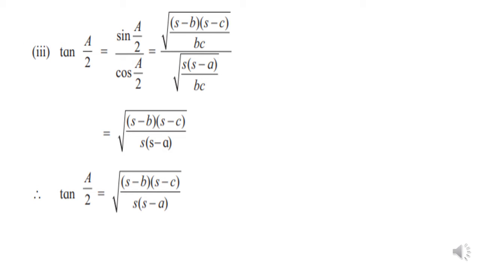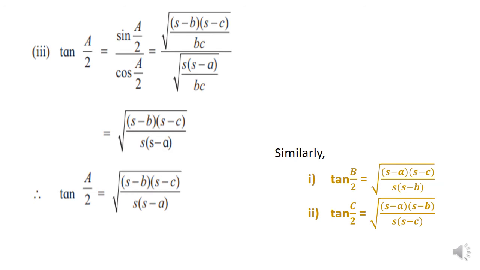That is by remembering that tan A by 2 is actually sin A by 2 upon cos A by 2. Thus we substitute what we got for sin A by 2 in the numerator, and in the denominator whatever we got for cos A by 2. Thus, by cancelling out the common terms, we get root of (s minus b)(s minus c) upon s(s minus a). Thus we get the formula for tan A by 2. In a similar manner, we can also derive the formula for tan B by 2 and tan C by 2.